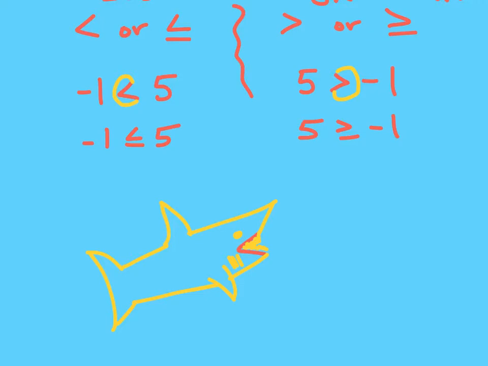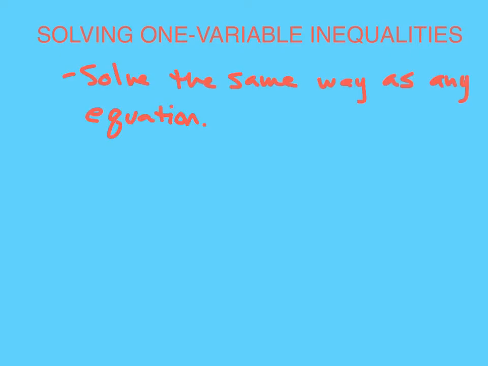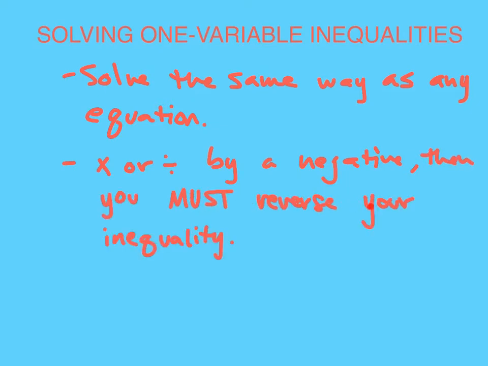Now, let's talk about an extension of this, which is solving an inequality. When I'm solving an inequality, I solve it the same way as I would any linear equation. The only difference is that if you multiply or divide by a negative, then you must reverse your inequality, okay? I'll talk more about that in a second, but what I want to do is go through a couple of examples on how I solve an inequality.